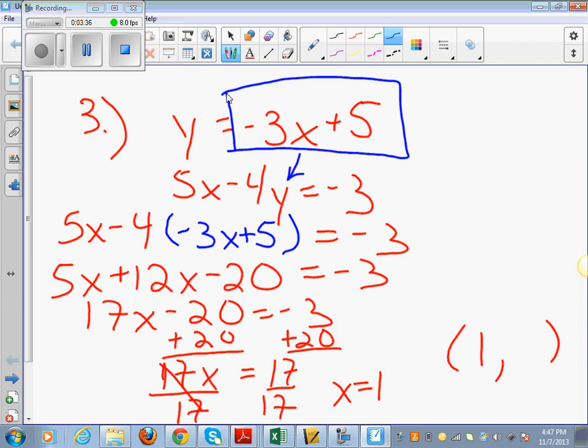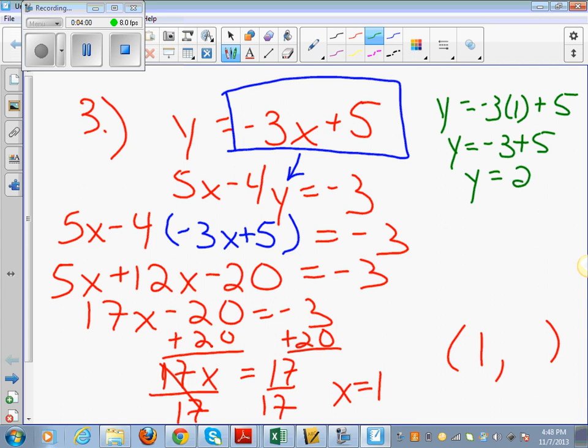So I want to find out what y is equal to negative 3x plus 5. I can rewrite that as y equals negative 3 times 1, since I know that x is 1, plus 5. So y equals negative 3 plus 5, which is 2. So y equals 2. Now that I know my y value, I can finish my ordered pair. So my answer, the solution, is the point (1, 2).